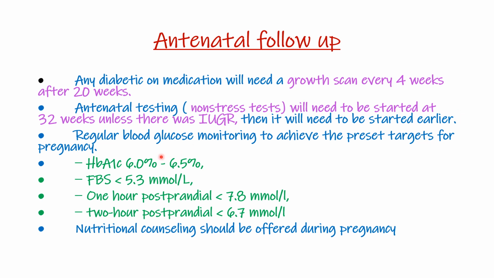And then regular blood glucose monitoring to achieve our targets, which we said: HbA1c of 6.0 to 6.5, fasting blood glucose of less than 5.3, 1 hour postprandial of less than 7.8, and 2 hours postprandial of less than 6.7. And then in addition to that, nutritional counseling should be offered during pregnancy.